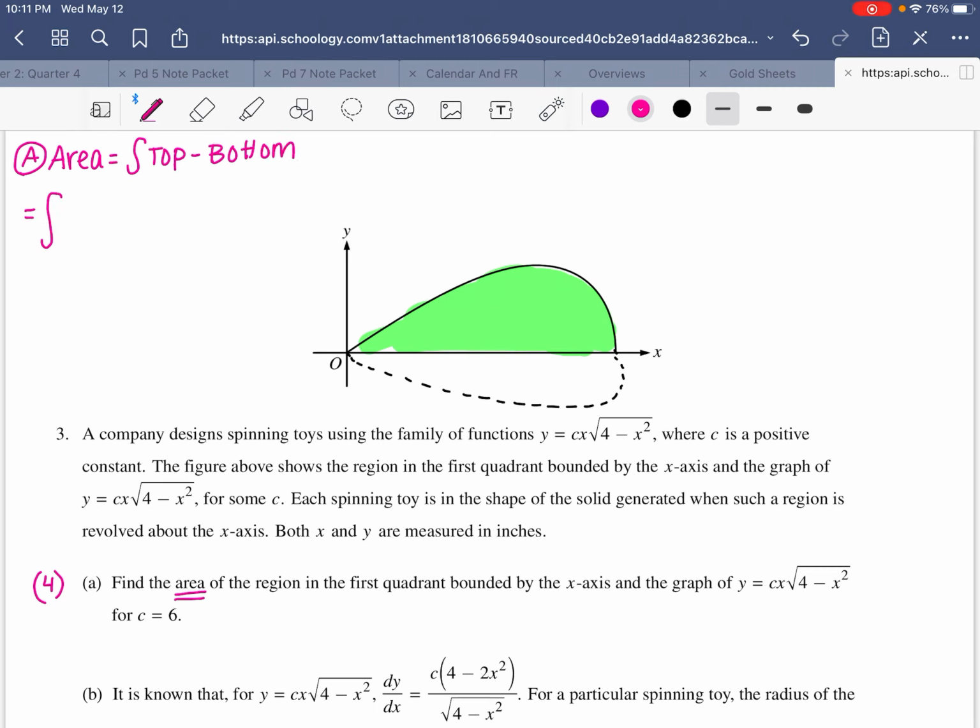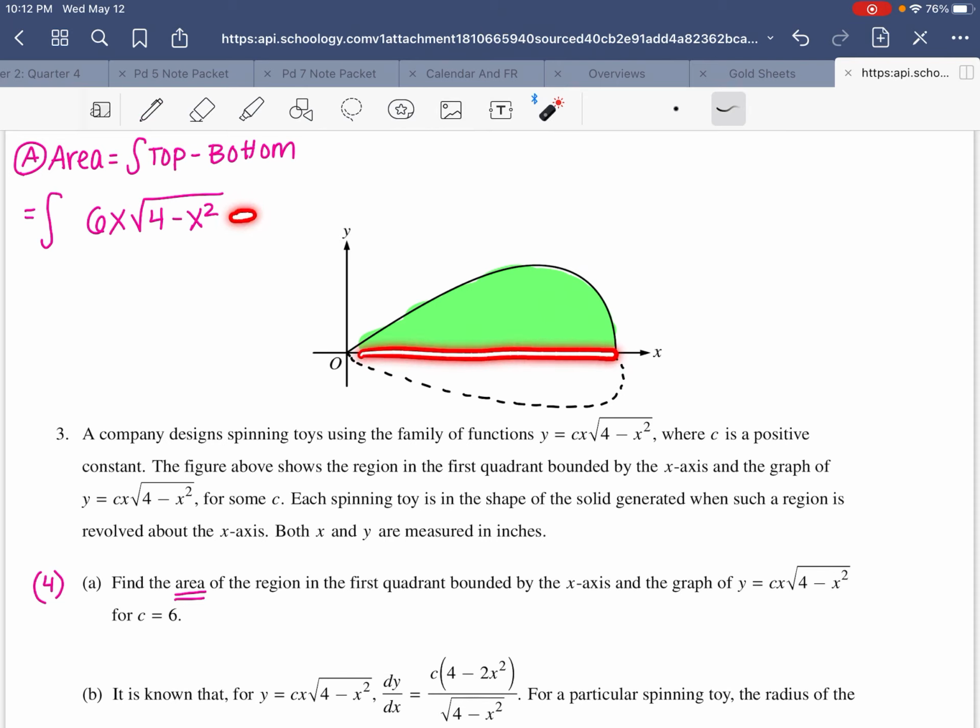So if I'm looking to find the area, I'm going to integrate the top, which is this equation. Okay, and in part A, it tells me that C is 6. So I'm just going to go into this equation and I'm going to put in 6 for C. So 6x square root of 4 minus x squared minus the bottom. Well, the bottom is 0, so I don't need to put in minus 0. So I can just put dx at the end. I do need bounds, though. This is starting at 0, and I don't know where this is ending, so I need to do some work to see where this is ending. My lower bound is 0.